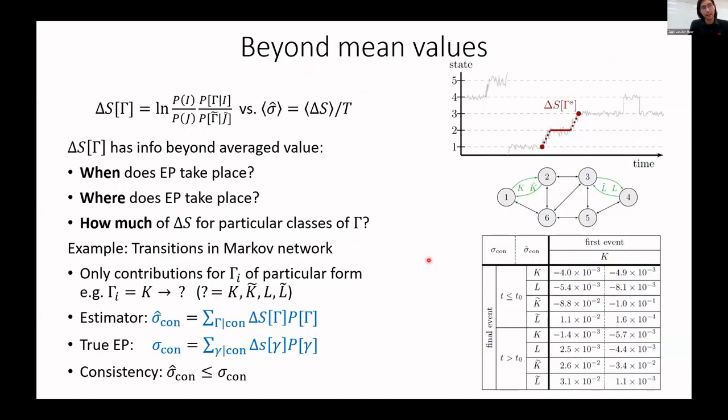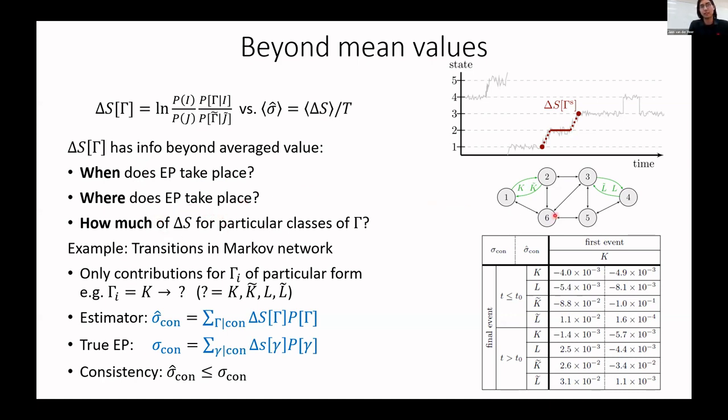Given that you now have a fluctuating entropy production on the coarse-grained level, you can now think about what all the benefits of that are. What can we do with that? And three of the questions you can actually answer through such a quantity, beyond an estimator on the mean entropy production, are: when does entropy production take place? Where does entropy production take place? And how much do particular classes of coarse-grained trajectories contribute to this kind of coarse-grained entropy production?